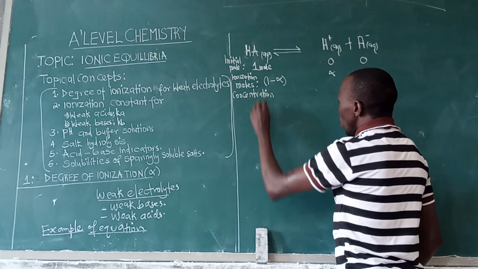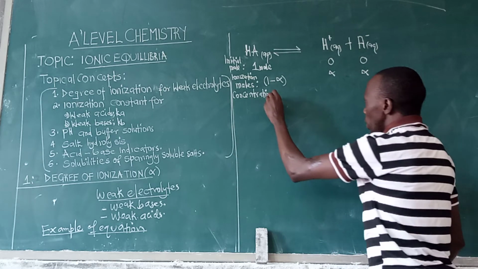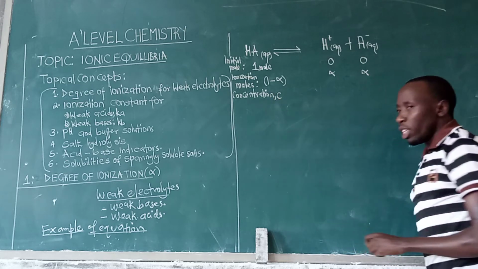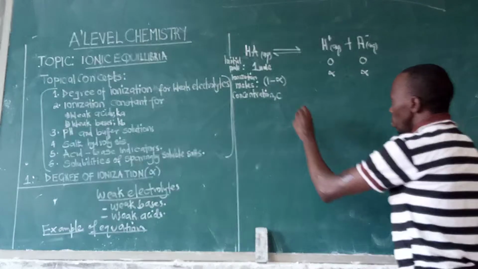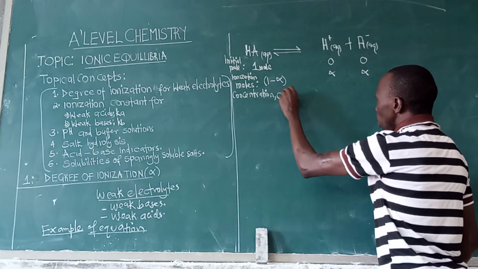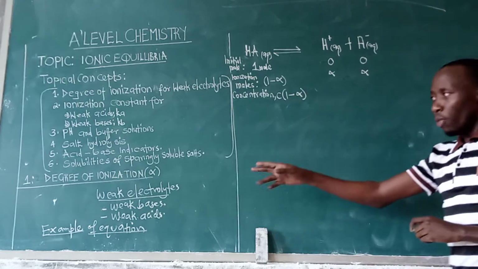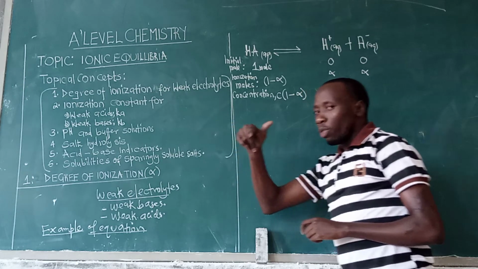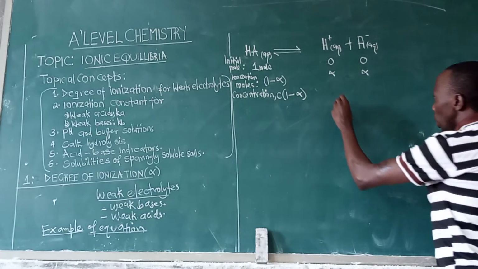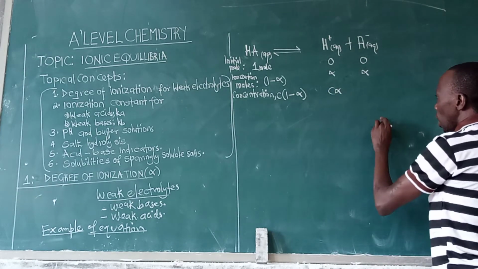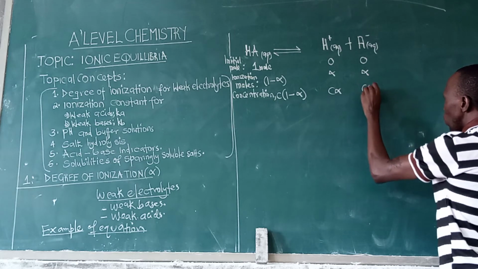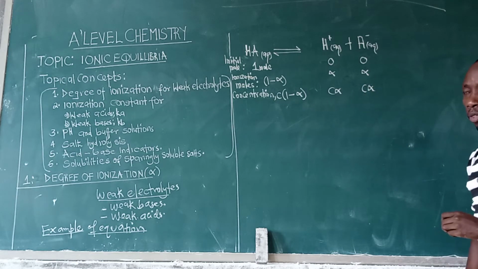Concentrations of weak electrolytes. In this case, we say concentration is represented by C, and that means we shall say C minus alpha. Alpha represents the degree of ionization. Now here we shall say C alpha, and here we shall also say C alpha.